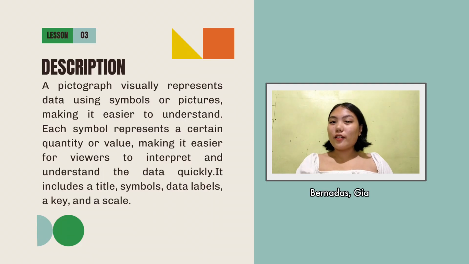Here's the description of a pictograph. It is a visual representation of data using symbols or pictures to convey information. Each symbol in a pictograph represents a certain quantity or value, making it easier for viewers to interpret and understand the data at a glance. Pictographs are particularly useful for presenting simple or categorical data in a visually appealing manner. Its elements are the title, symbols or images, data labels, key or legend, and a scale.